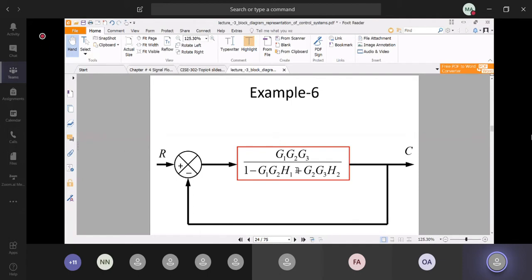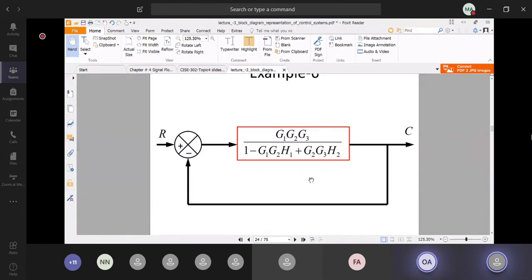Okay, Shabab. So after that, we have this loop as well. Here we have a feedback loop, the last or the outer feedback loop. If you look at this one, this is called, ya Shabab, unity feedback, because here H equals 1. Okay, this is called a unity feedback loop.